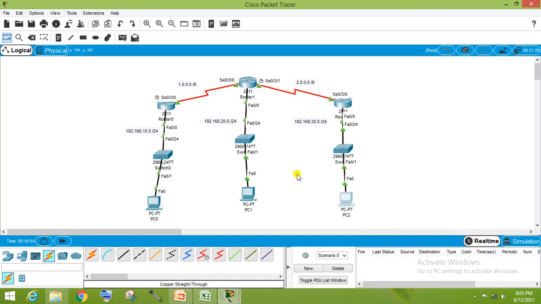So this was our dynamic routing using the RIP protocol.